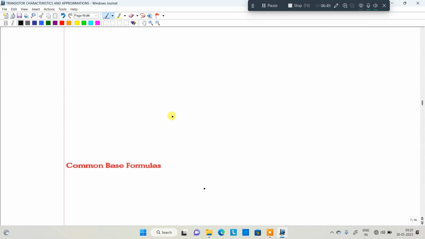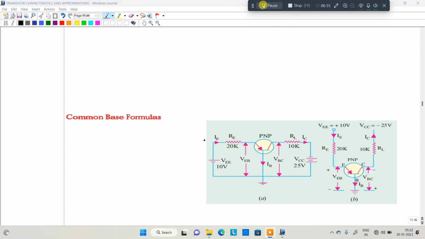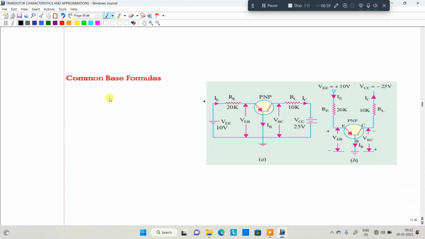Now we are moving to common base formulas. Common base. So just look at this particular diagram. I am going to derive some formulas for you. The first formula will be related to the emitter current. So first formula should be emitter current. Look at this particular diagram. So I want to find out the emitter current.